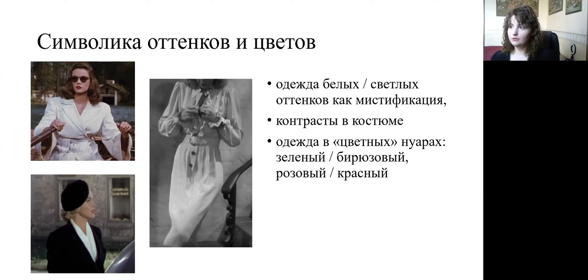The symbols of the colors and the hues. The clothes are the white and the bright hues as mystification. Sometimes we can see femme fatale in white, which seems counterintuitive because the white color is associated with positive connotations or with naivety, which is a mystification in this case. When we see the white color, we a priori think that maybe this is a different woman. Maybe she is just hiding something which is part of her real nature.